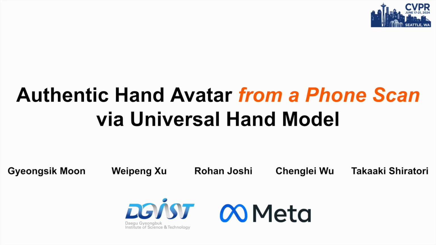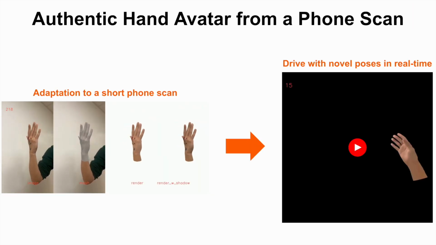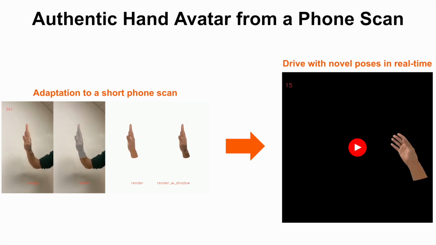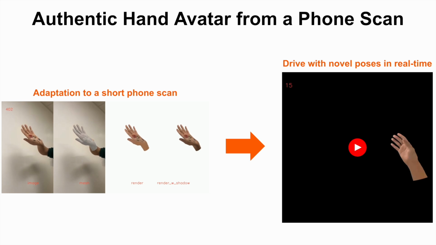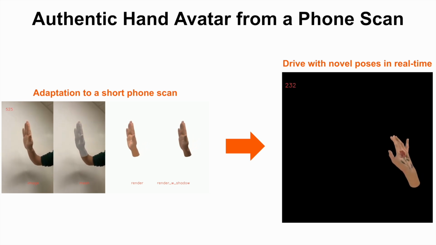Let me introduce our paper, Authentic Hand Avatar from a Phone Scan via Universal Hand Model, accepted to CVPR 2024. Our goal is making an authentic hand avatar from a phone scan. To this end, we first scan a hand with 10 seconds of phone scan, where the hand is taking a simple neutral pose. After creating the hand avatar, it can be driven with novel poses in real time.